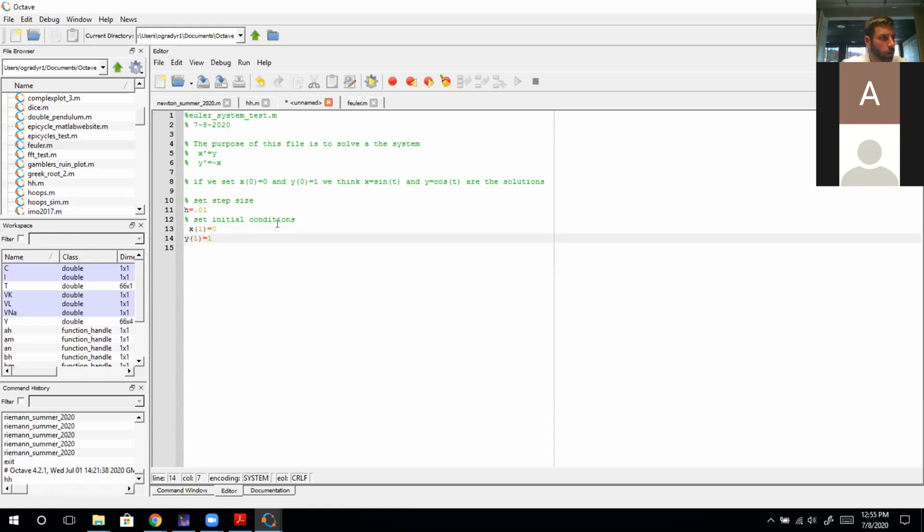So what are these corresponding to? This corresponds to x of 0 equals 0, and this one corresponds to y of 0 equals 1. So let's maybe put a space here.